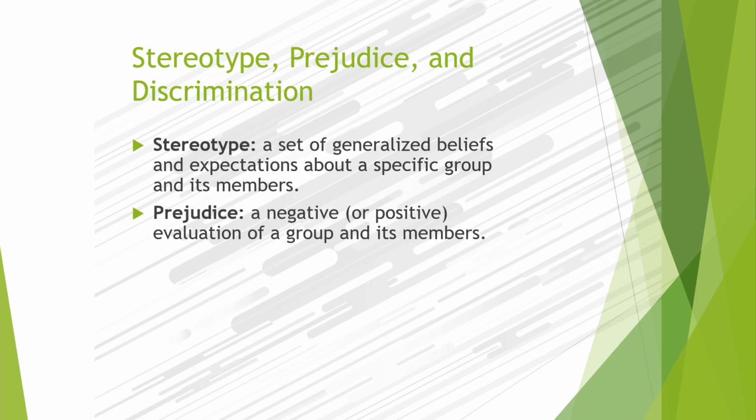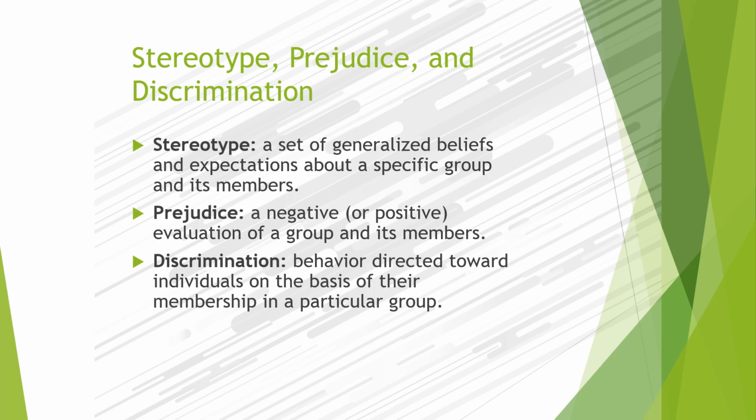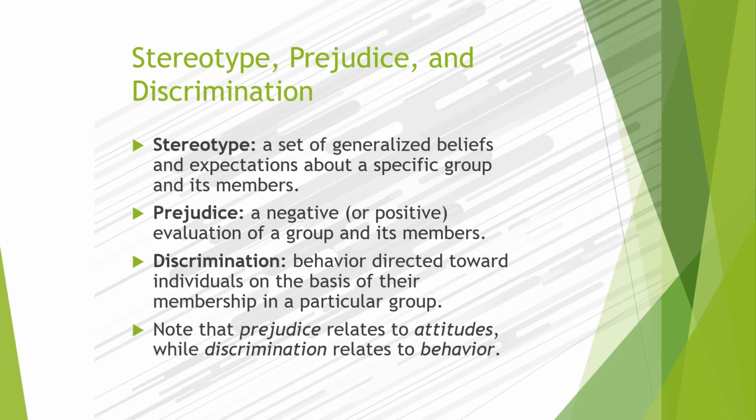Now, prejudice is a negative or sometimes a positive evaluation of a group and its members. Discrimination is the behavior that's directed towards the individual on the basis of their membership in a certain group. So prejudice is the thought, discrimination is the action, okay? Prejudice relates to attitude, so it is a thought. Discrimination relates to behavior or an action.